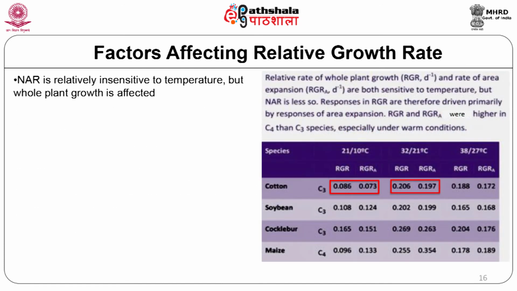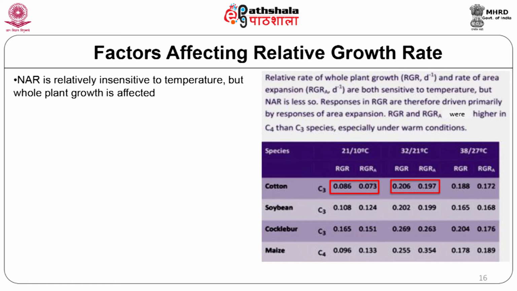NAR is relatively insensitive to temperature, but RGR is affected, indicating that photosynthetic area or LAR, rather than photosynthetic performance per unit surface area or NAR, is responsible for the decrease in relative growth rate.